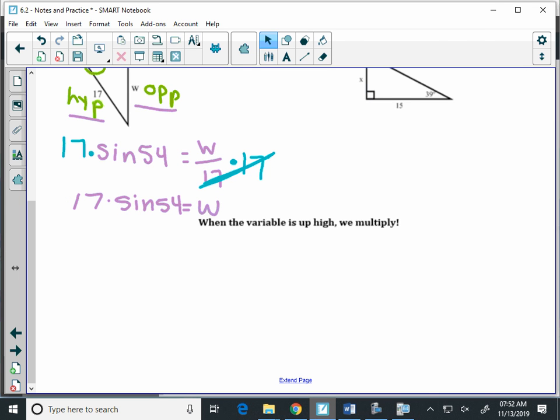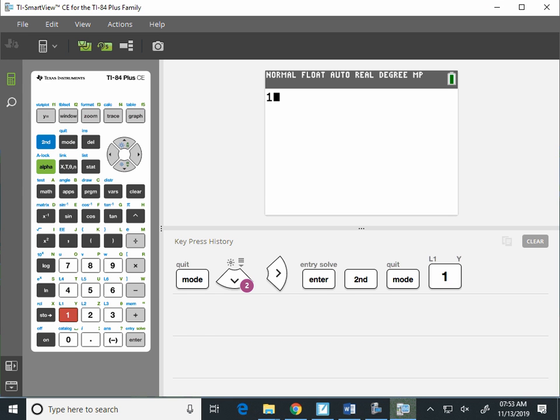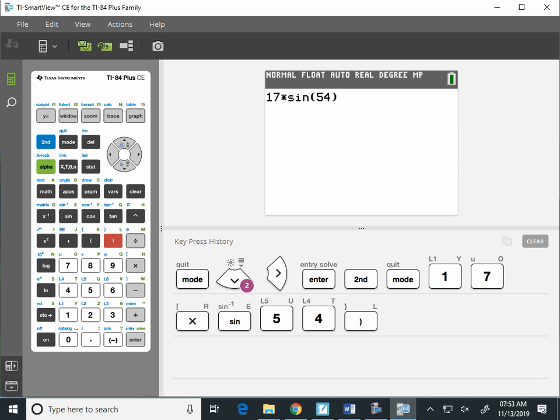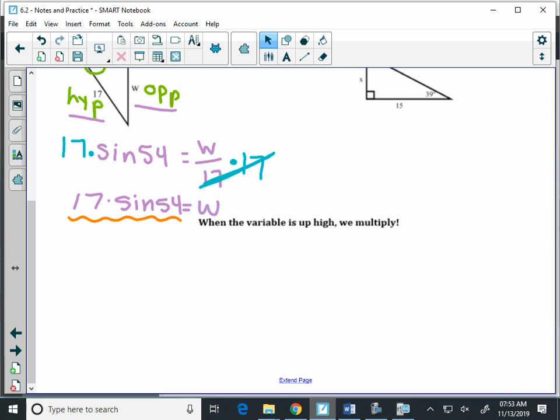So all you have to do is just type this into your calculator. You're just going to do 17 times sine. You just go to where the abbreviation for sine is. It's right here, highlighted in red. Sine, and then you type in that angle. 17 sine of 54. And you hit enter, and that will tell you what that side length is. If we round that to the nearest tenth, that side length is about 13.8. So W is about 13.8.